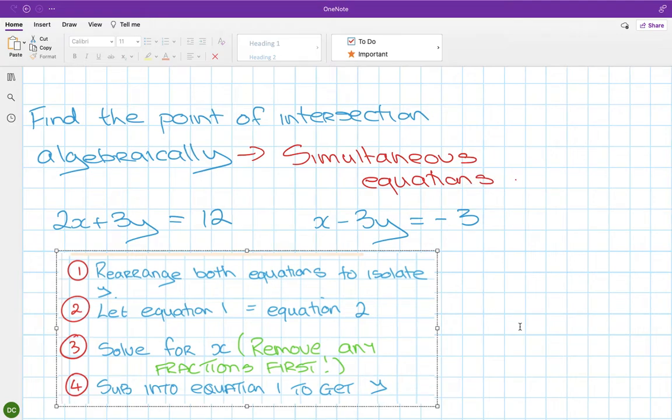Simultaneous equations, right? So sorry, my dog's eating something. You eating?